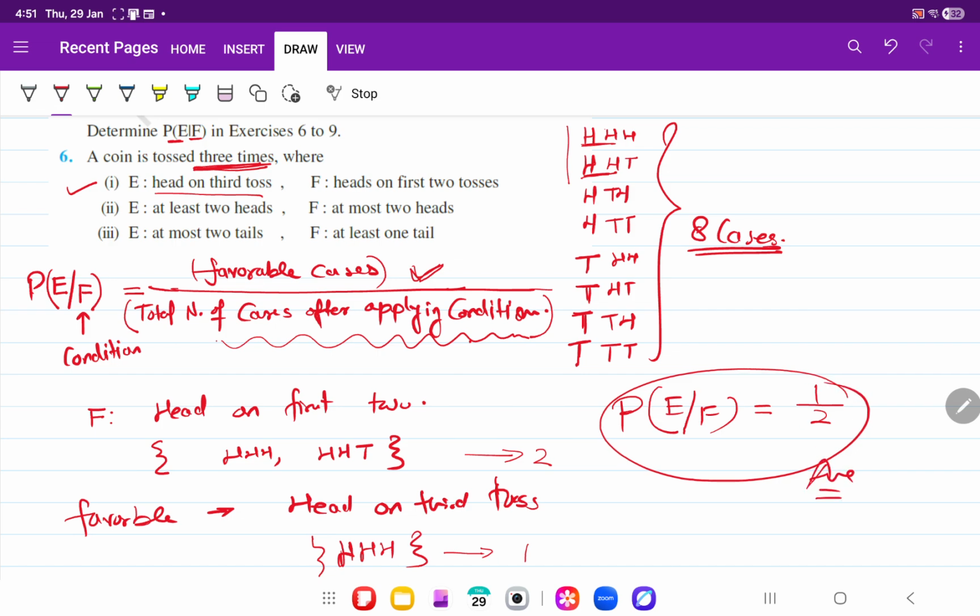This is by logic. So there is no need to go into the formula. This logic will work in every question. Okay, you try it once again.